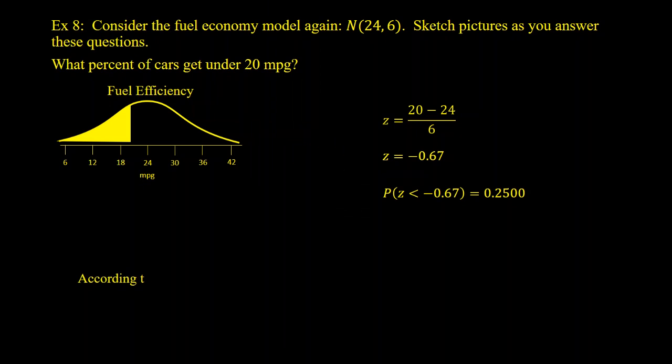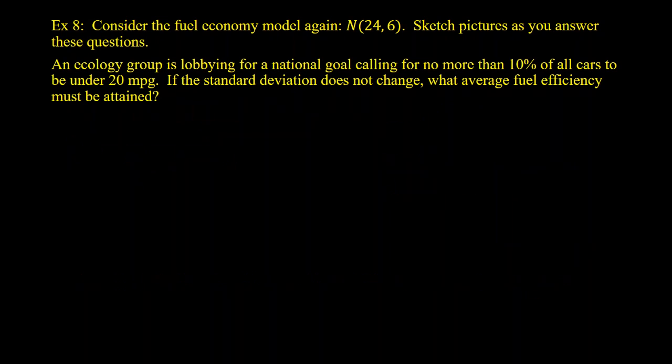According to the normal model, we would expect 25% of all cars to get under 20 miles per gallon. An ecology group is lobbying for a national goal calling for no more than 10% of all cars to be under 20 miles per gallon. If the standard deviation does not change, what average fuel efficiency must be attained?